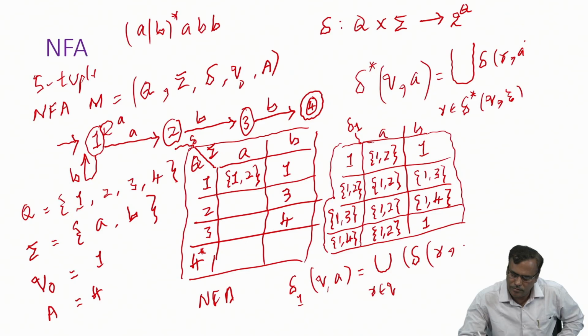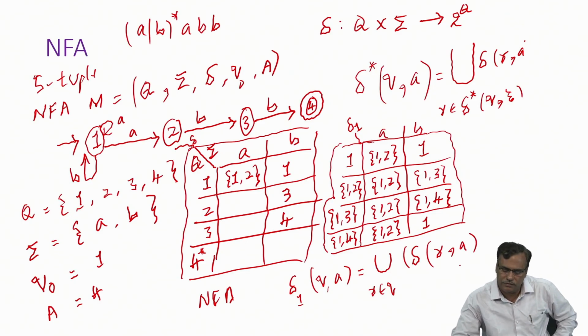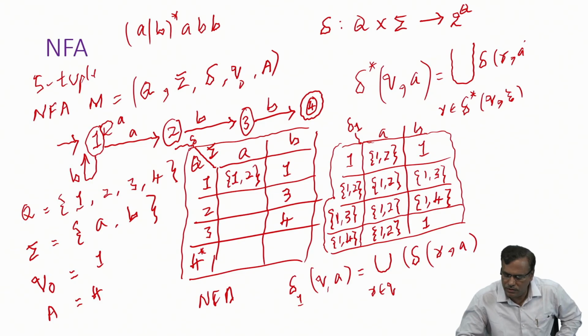R, A. Delta of R, A. For example, if you take Q as 1, 2, then R values become 1 and 2. You are taking R, A in the sense what? 1A union 2A. That is the reason we are writing this union. So you don't need this. Otherwise, I can put one more bracket. It is up to you.